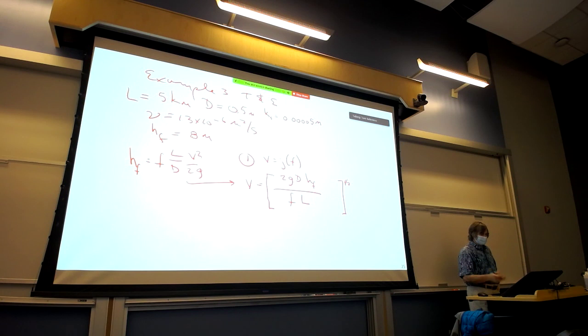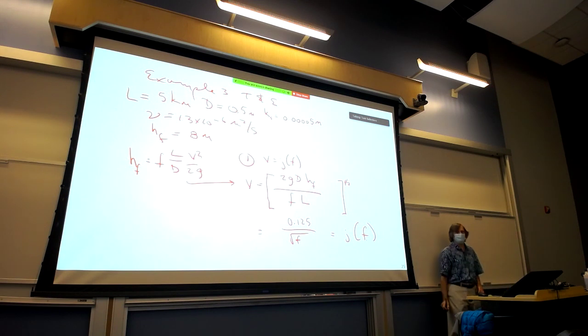And again, in that equation, g is 9.81 meters per second squared. Diameter, 0.5 meters. Friction loss, 8 meters. L is 5,000 meters. And so this gives us an equation where V is equal to 0.125 over the square root of F. That's some function of friction factor. If we knew F, and that's what we're going to do, we're going to assume F, then we knew the velocity.